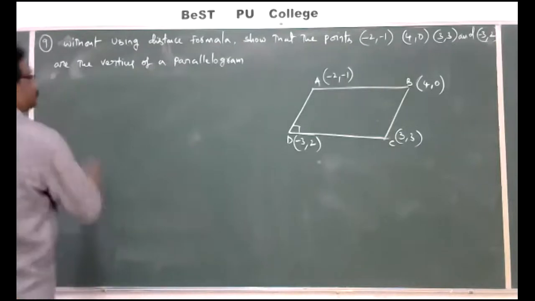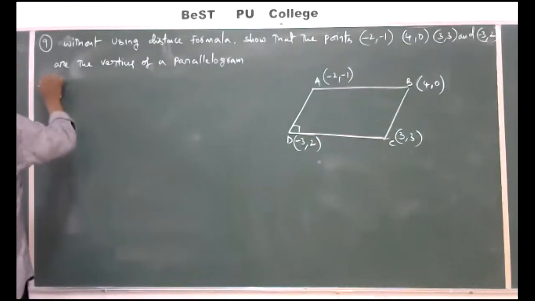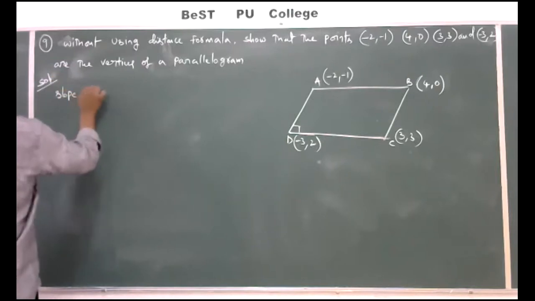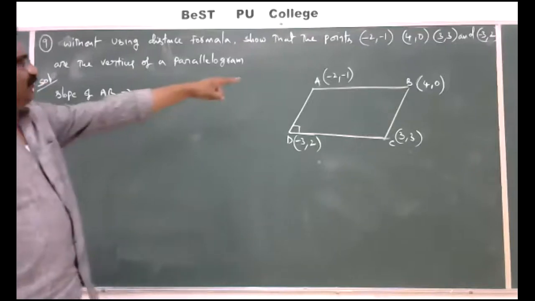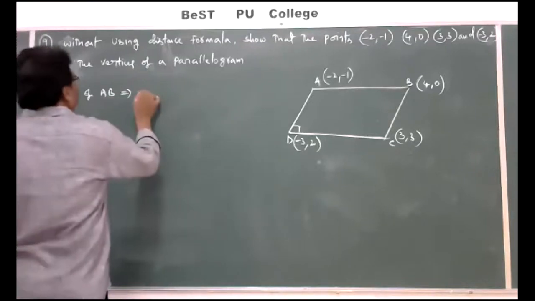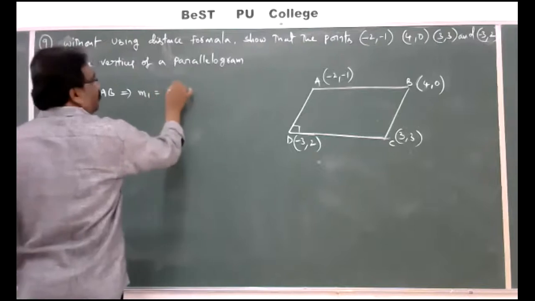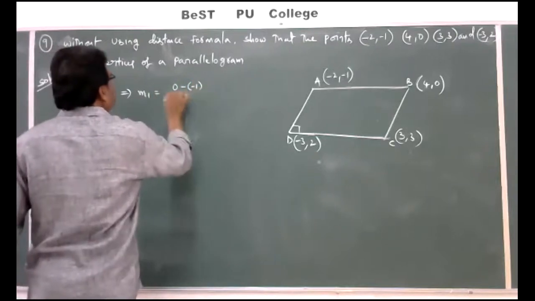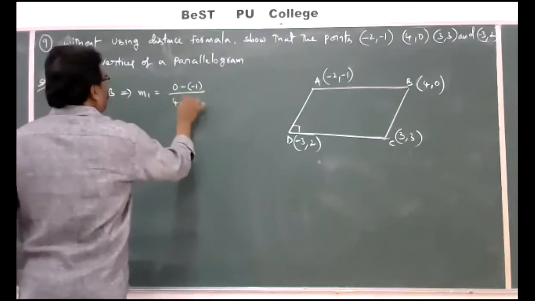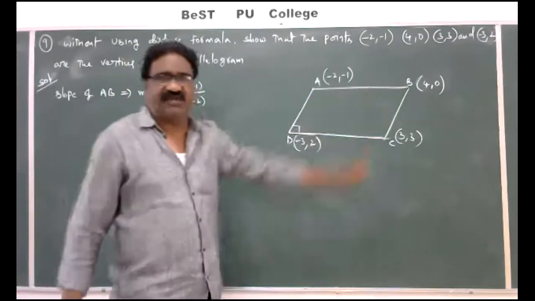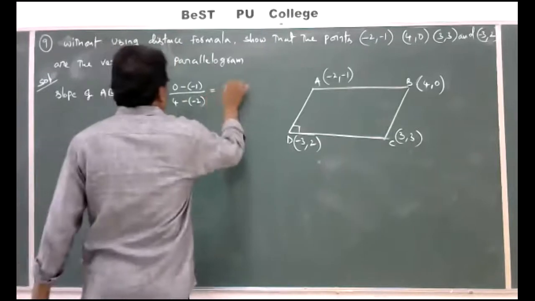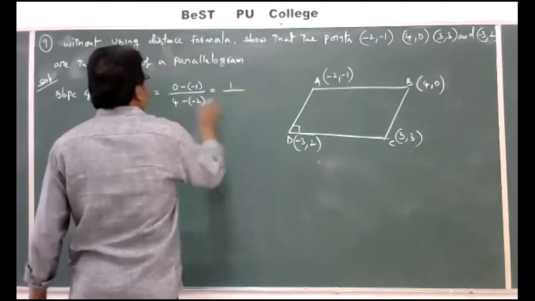So write solution. Slope of AB, apply the formula. M1 is equal to 0 minus of -1 by 4 minus of -2. Y2 minus Y1 by X2 minus X1. That is equal to 1 by 4 plus 2, that is 1 by 6.